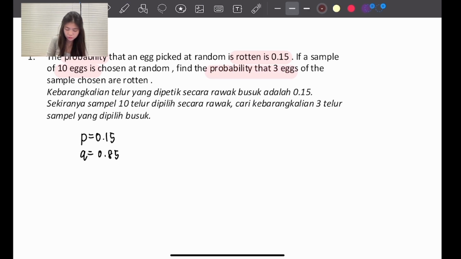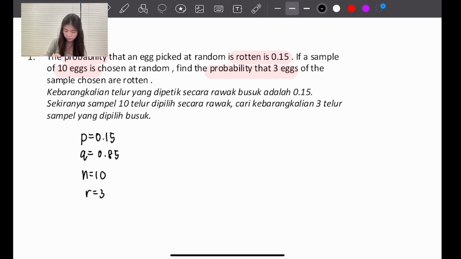If a sample of 10 eggs is chosen at random, find the probability that 3 eggs of the samples chosen are rotten. Now here you can see n will be equal to 10. n is the total number of eggs, so n is equal to 10. And the requirement is 3. R will be equal to 3, because r is the number that we are looking for.